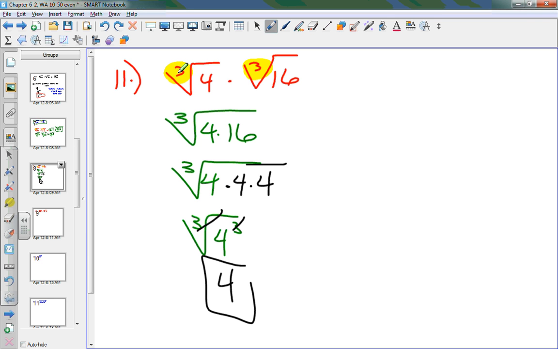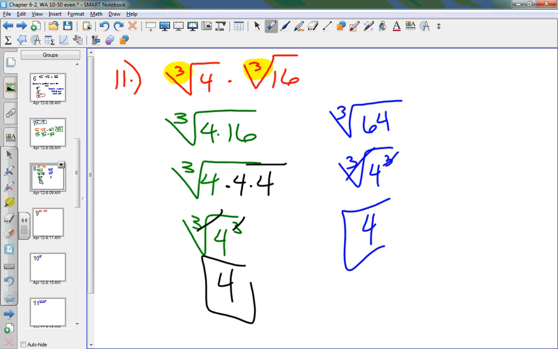However, I have people that don't mind doing the multiplication tables, and they're going to say, well, 4 times 16 is clearly 64. And I'm going to say to you, what number multiplied by itself 3 times gives you 64? And the answer to that is going to be 4 cubed, which then power and root cancel out.